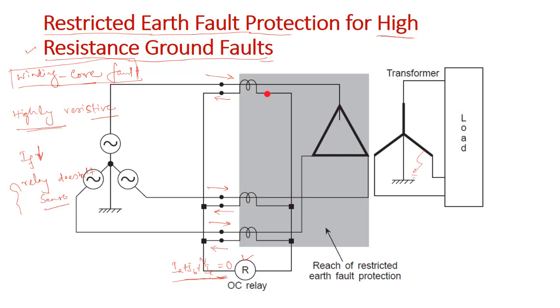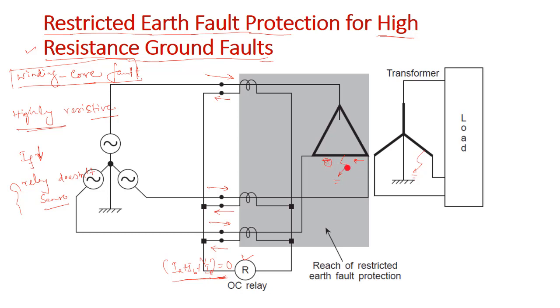Your current in the delta side will become unbalanced. Even if it becomes unbalanced, your IA plus IB plus IC will become 0, right? So therefore your overcurrent relay will not trip. But under the condition when the fault happens here in the winding to core fault in the delta side, then what happens? Whatever current is flowing here in the delta side, this current will become less than this current, right?